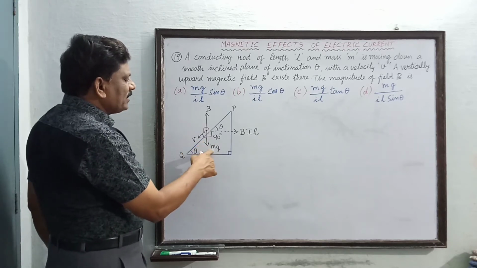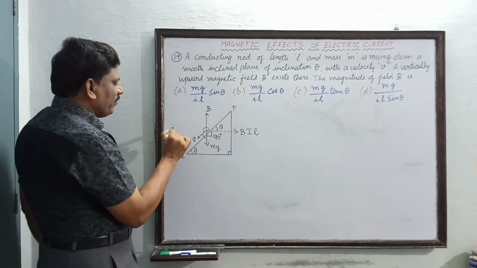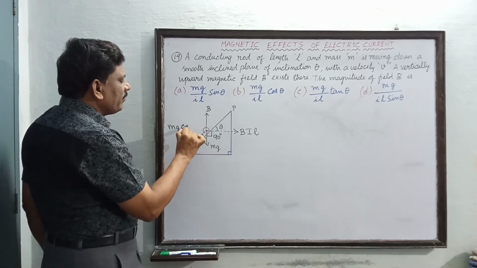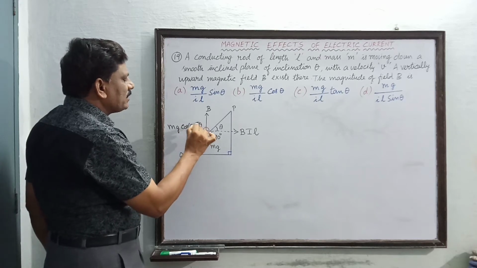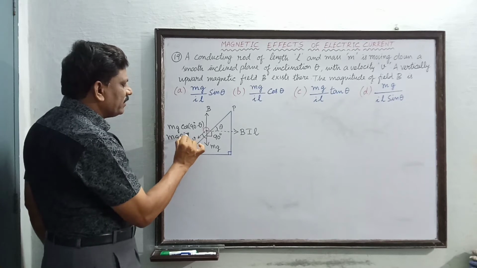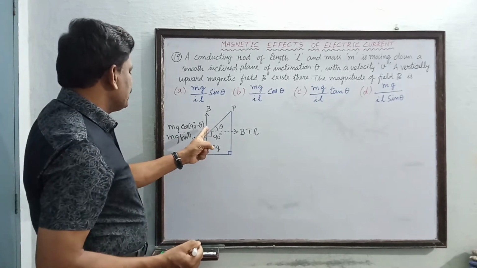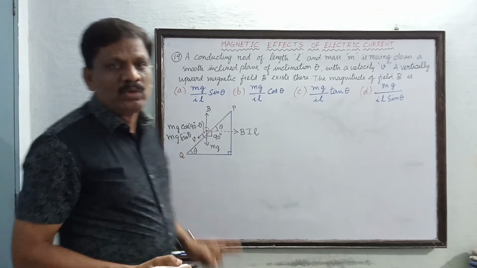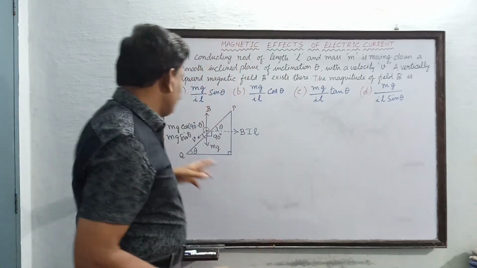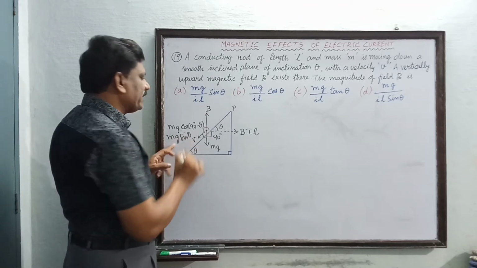So I am going to resolve this mg along the direction of velocity. So this will be mg into cos of 90 minus theta, that is equal to what? mg into sin theta. So this is mg sin theta down the inclined plane. Along the direction down the inclined plane, the force mg sin theta is acting.